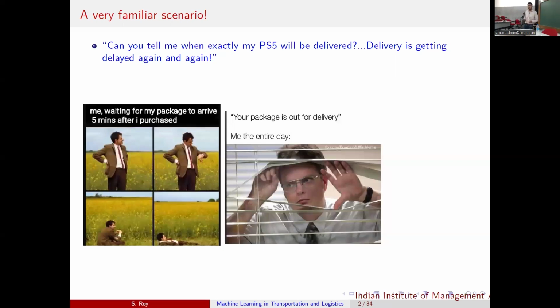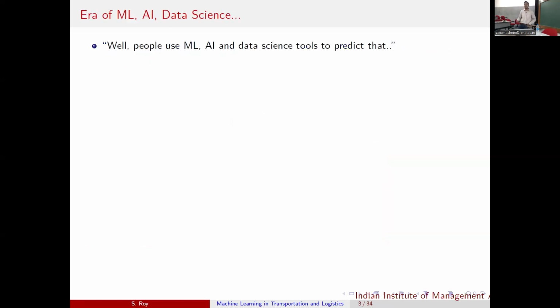So I mumbled for a moment, and then I said that, well, people are using a lot of AI and ML tools to predict the package delivery time and so on. And then what he said was very significant. The next thing he said is, "Well, you are saying AI and ML, then should I ask ChatGPT about this? Will ChatGPT be able to tell when my package will be delivered?"